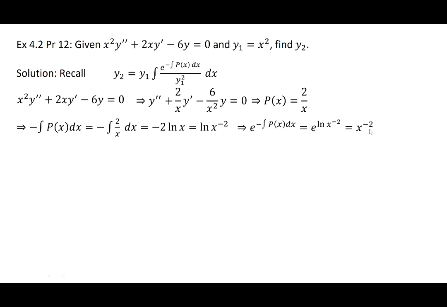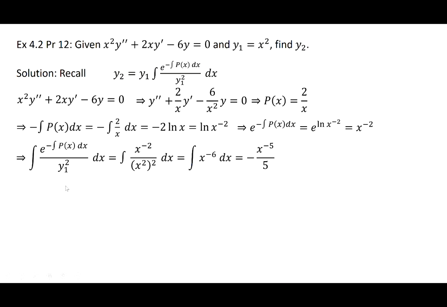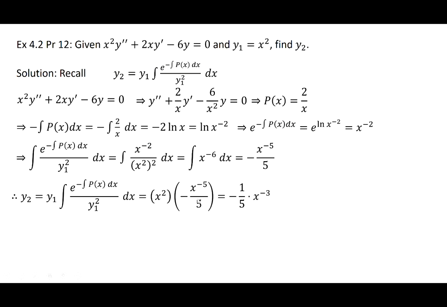And the step after that, let's divide this by y1 squared, and that gives us x to the negative 6. So that means the integral is negative x to the 5 over 5. And what's left? We figured out the integral, we just need to multiply by y1, and that's exactly what I'm about to do. So when I do, negative 1/5 x to the negative 3. Okay, this is what we seem to be getting as a second solution.